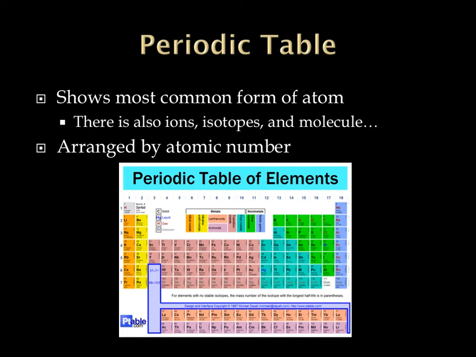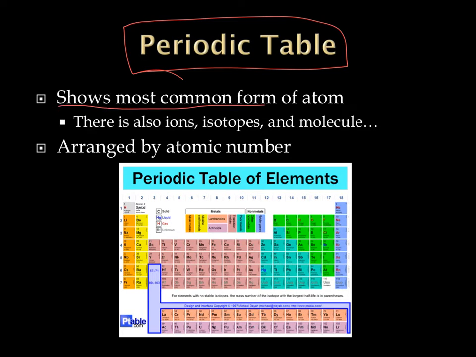This is the periodic table, folks. We're going to use it every day pretty much from here on out. It shows the most common form of an atom. When you look at a square, the information in there is about the most common type of atom for that element. There are different forms of those elements though: ions, isotopes, molecules, and all varieties of things. We'll be talking about isotopes in a little bit. The periodic table is arranged by atomic number. If you work your way from left to right, as we usually do when we're reading, you can see it's arranged by increasing atomic number. You may be wondering why it has that funky shape. We'll be talking about that.